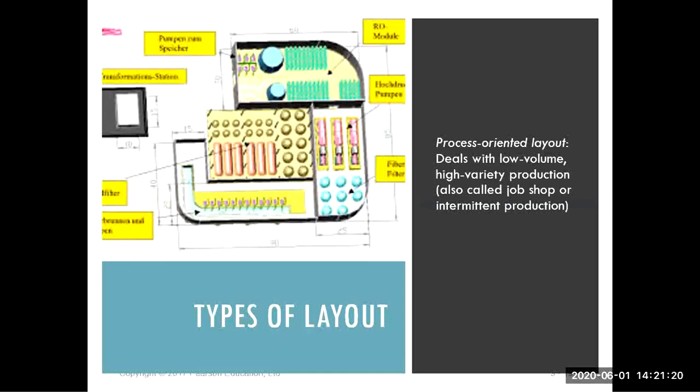It's also related to product design. So when you want to design your product, you also have to decide about the process and the layout for the process. These three decisions you have to do together. You cannot do them separately. For job shop or intermittent production, it's suitable to use this kind of layout.